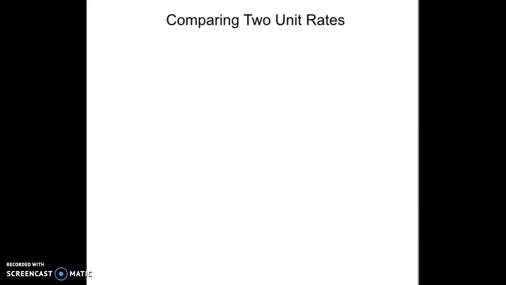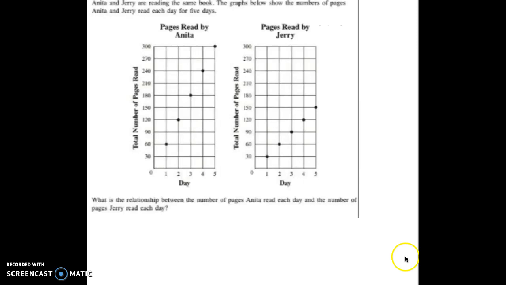Okay, today we're going to be comparing two unit rates. And really what you do is you find the unit rate of two different situations, and then you say, hey, how are they different or how are they the same? Sometimes you'll be looking at two graphs. Sometimes you'll be looking at a graph and a table. It doesn't matter. You just do y divided by x to get your unit rate or your constant of proportionality and compare the two. So let's see what we have going.